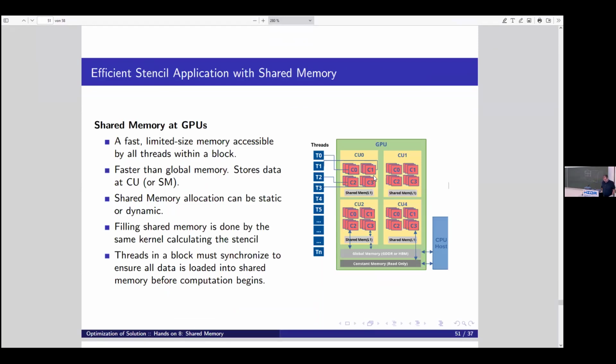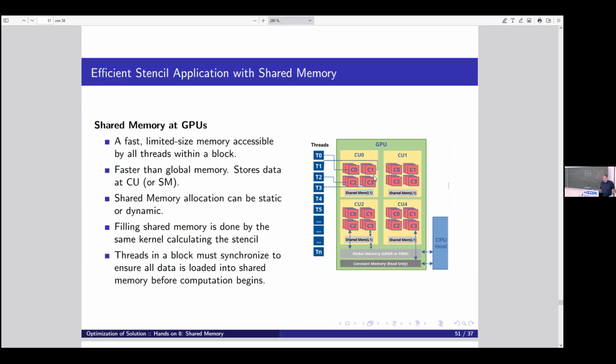I'm going to talk about shared memory on GPUs. Shared memory is a fast, limited-size memory accessible by all threads within a block. Not the threads of the grid, but threads within a block. Shared memory is faster than global memory and stores data at the compute unit level, or SM level. Shared memory allocation can be static or dynamic.